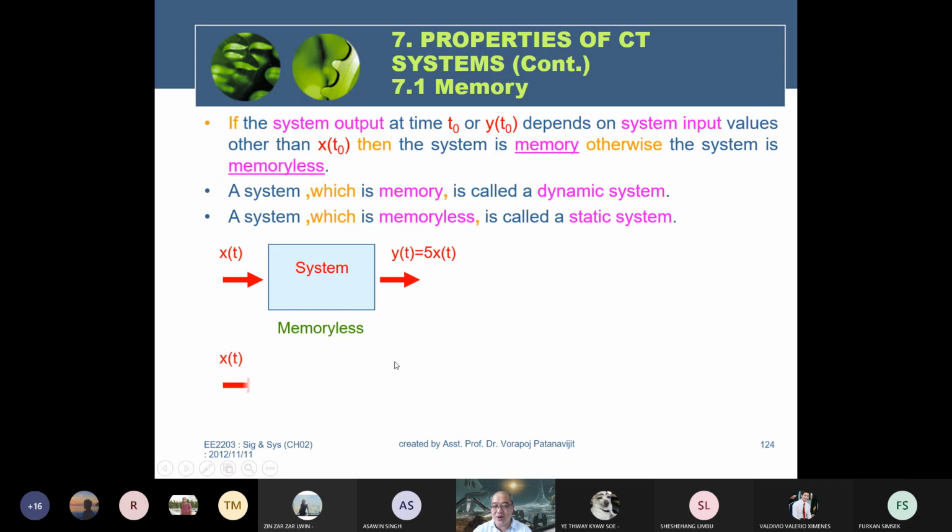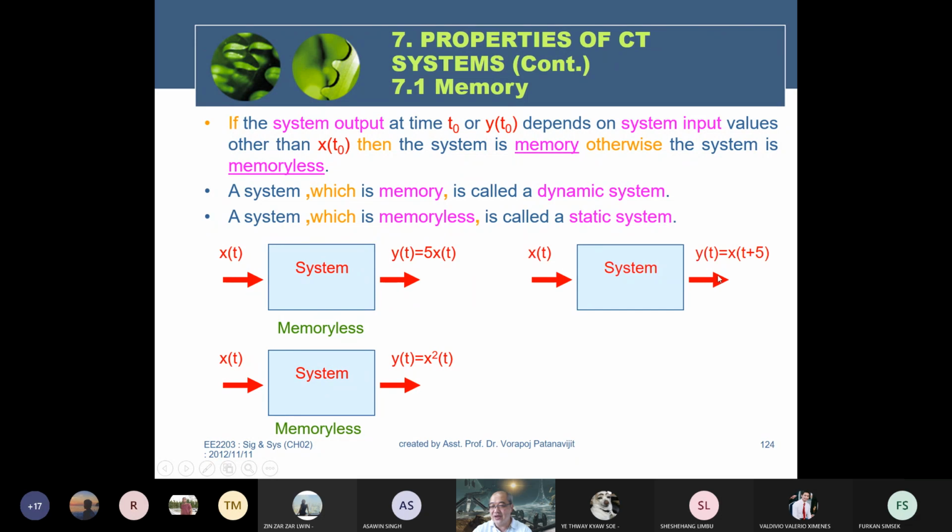Therefore, the system is memoryless because it does not involve a time-shifted version. The second one is here. If y(t) equals x squared (t), that is still x(t) multiplied by x(t), which is still not a time-shifted version. Therefore, the system is still memoryless too. The third one is y(t) equals x(t plus 5). You can see that y(t) at time t does not depend on the current time, but on another time. Therefore, in this case, the system has memory, as it is a time-shifted version.